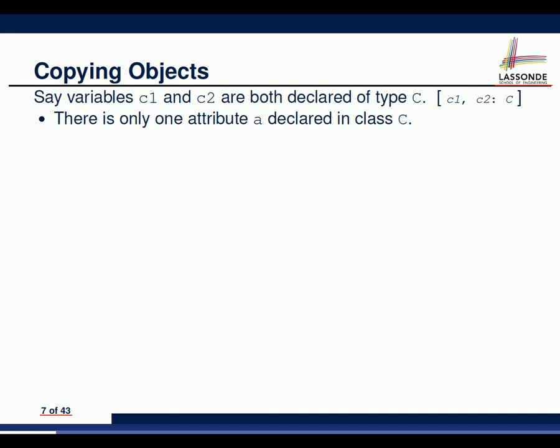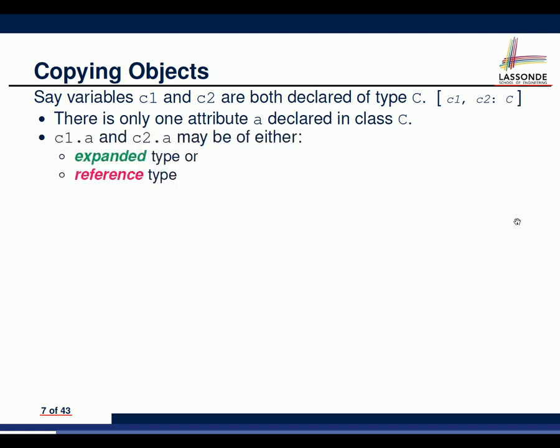Generally speaking, let's say we got two variables, C1 and C2, of type class C. And let's say in this class C we got an attribute called A. The attribute can be either expanded type or reference type, right? So far so good? Of course, in general you may have more than one attribute in your class, but let's just make it simple.